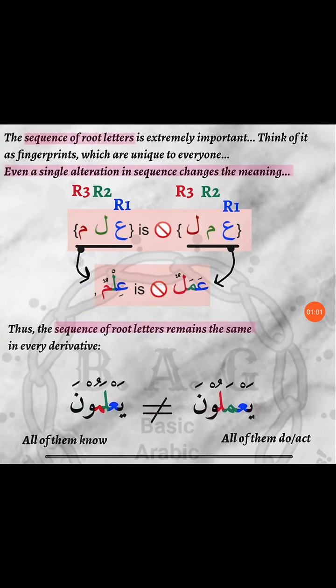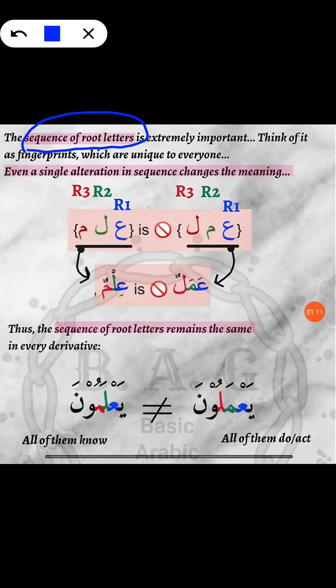Okay, now the most important thing about your root letters and their derivatives, of course, is that the sequence of the root letters is extremely important and it remains the same no matter what. Alright, if there is any sequence change, then the word changes, the meaning of the word changes, like I showed here. So for example, our first set of root letters is ayn, lam, mim. Right, ayn is our first root letter, lam is our second root letter, and mim is our third root letter. Alright, now what about this set? Here, once again, ayn is our first root letter. However, I switched the places of these two letters.